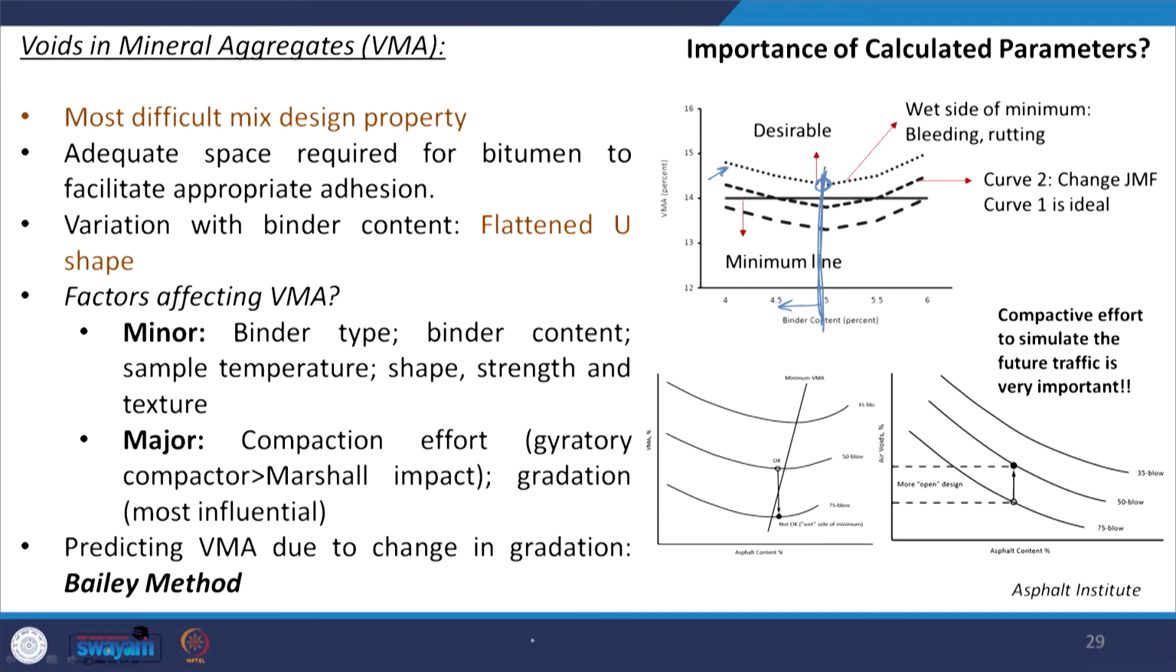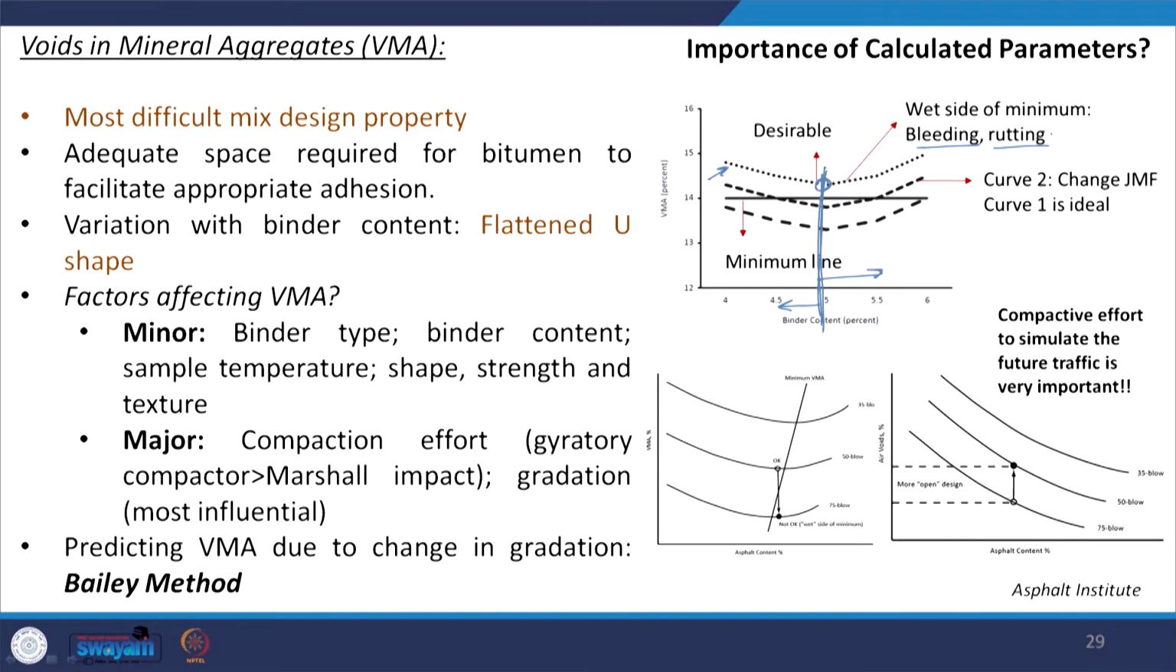The reason being that if you choose the binder content on the wet side of the minimum, this means you are putting in more binder. You see the VMA is increasing there, which means the binder has increased so much that it is now separating the aggregate particles. Such a mixture will be prone to distresses like bleeding and rutting.